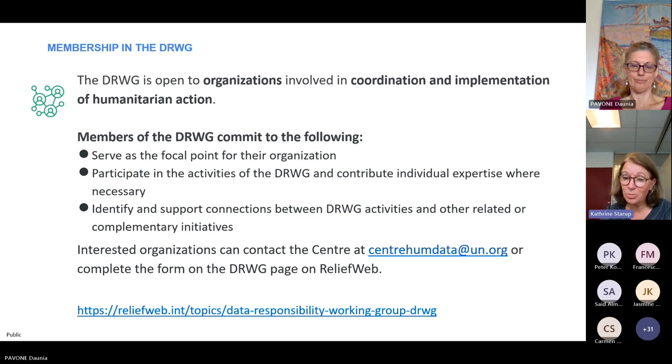So that's the DRWG, and that's the custodian, with a very clear role of advancing data responsibility across humanitarian action, and with the specific responsibility to continue to disseminate, to encourage and support the uptake and adoption of the IASC operational guidance on data responsibility, and also to revise and update it as we move forward.